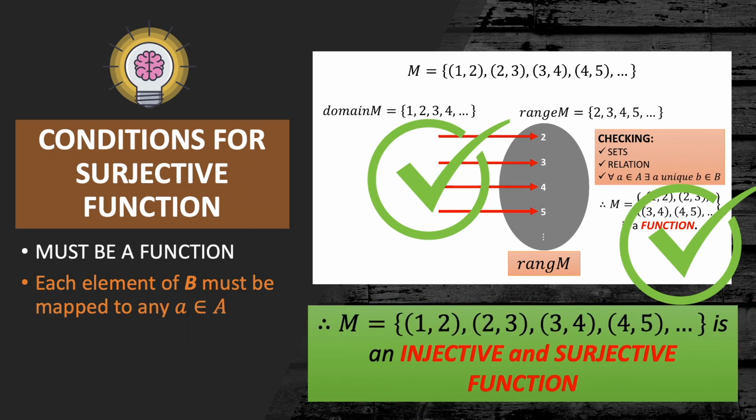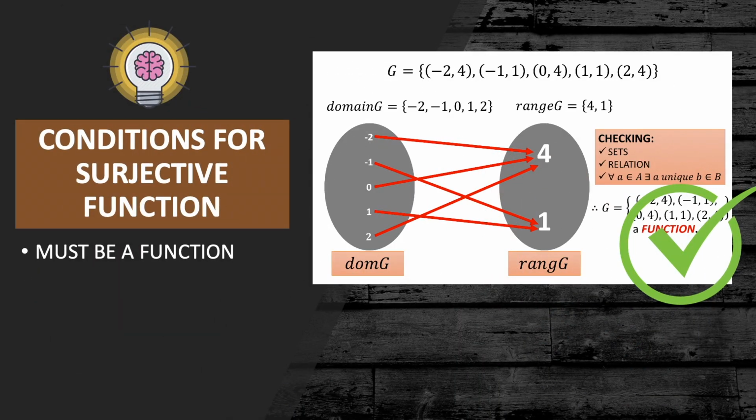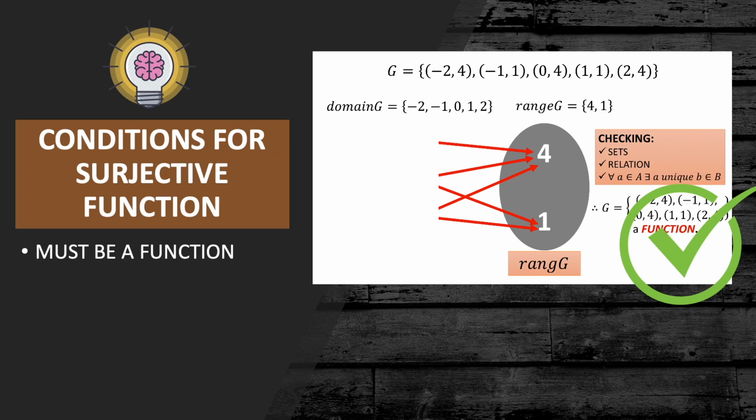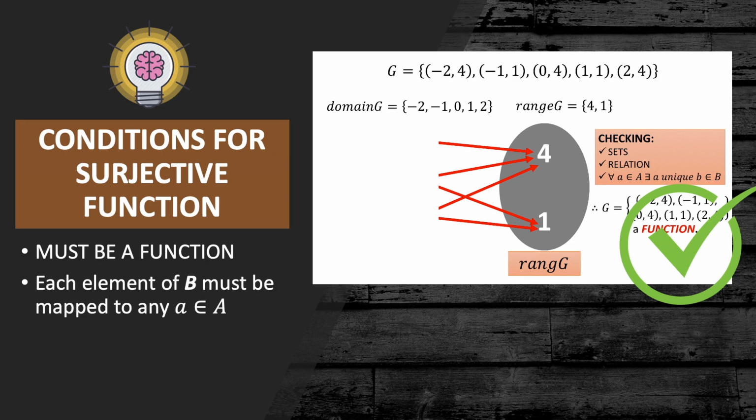Let's try set G. We knew that set G is a function, but it is not an injective function, right? Is it a surjective function? Let's see. There were 3 elements mapped to 4 and there were 2 elements mapped to 1. Obviously, it satisfied the second condition. Therefore, set G is a surjective function.